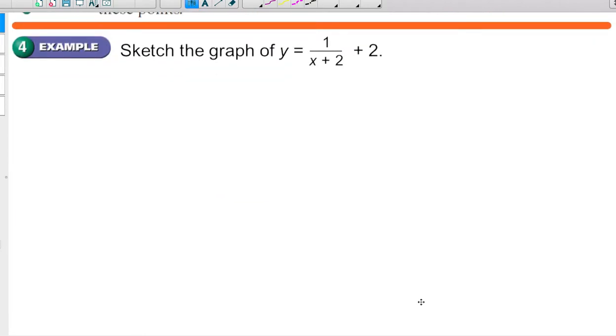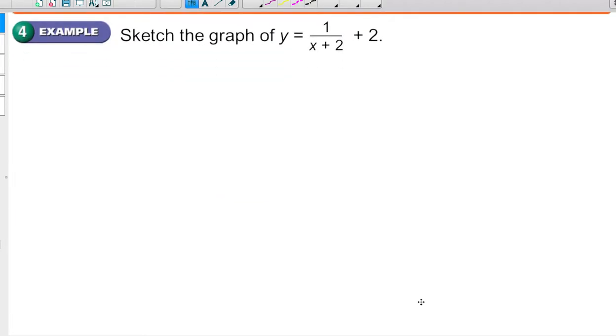All right, so now let's take a look at the example for your notes. We have sketched the graph of y equals 1 over x plus 2, and then plus 2 separately. So this plus 2 in the denominator tells you to go 2 to the left, and this 2 up here tells you to go 2 up.